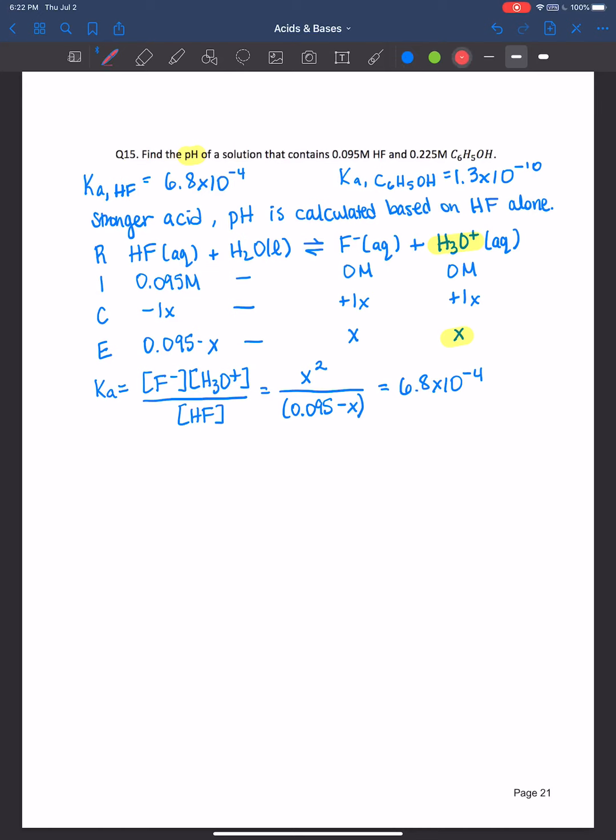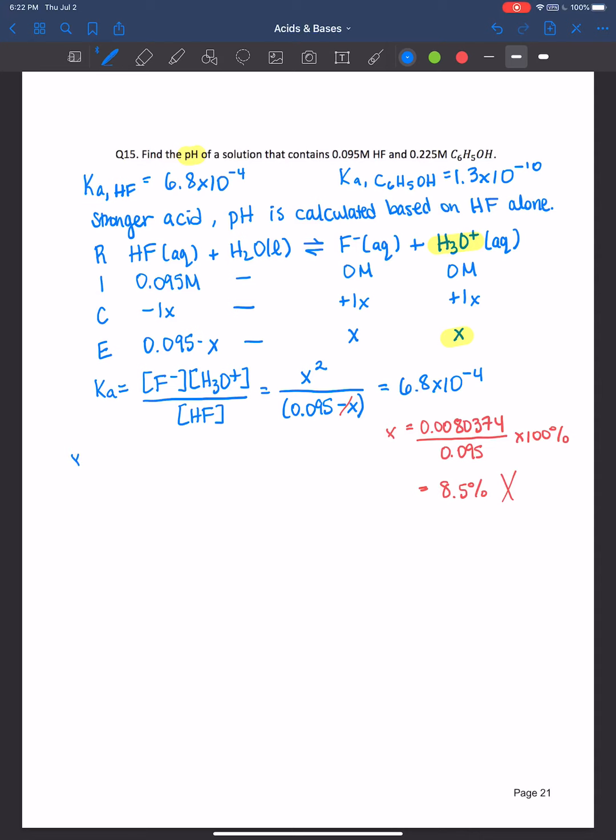Now we can go ahead and try our trick out and see if x is small enough to ignore, so just crossing out minus x. And when you solve for x, you would get 0.008037. Divide by the initial concentration times 100% to see if x is less than 5% of the initial, and unfortunately it is not, so that's not going to work. So therefore we're going to have to use the quadratic equation to solve for x here.